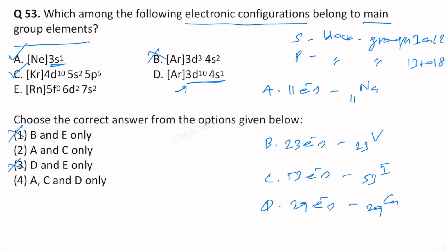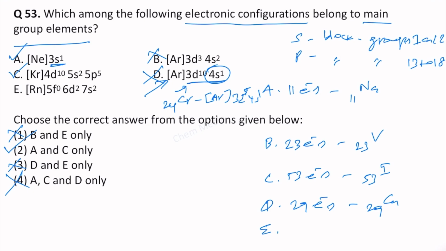For example, if it is chromium, we write the electronic configuration this way: 24 and then 3d5, 4s1, and then for copper we write it this way because half filled and completely filled d orbitals are more stable due to the higher amount of exchange energy. So this doesn't mean that it belongs to S block element. It is a transition metal. Therefore D shouldn't be there, which means 4 is wrong. Therefore option 2 is the only correct choice.